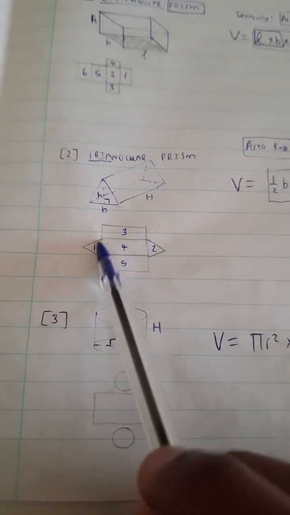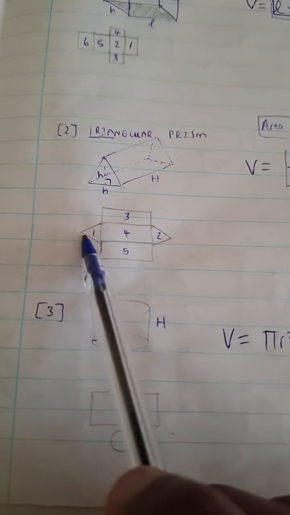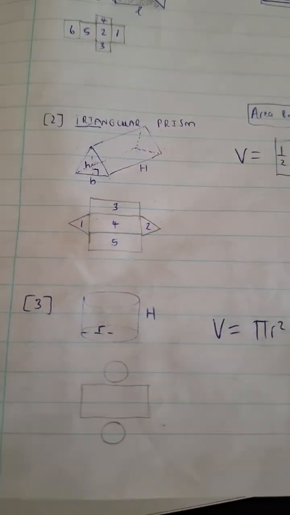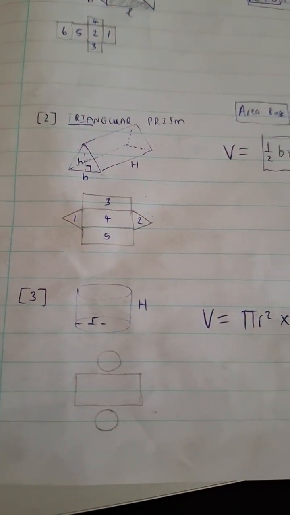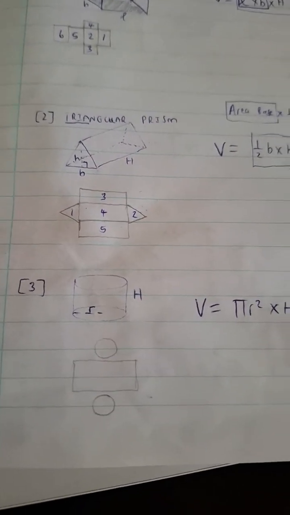The total surface area, like I said, we take the sum of the areas of the three rectangles, plus we then add that to the sum of the areas of the two triangles, to be specific. And then we take it from there.